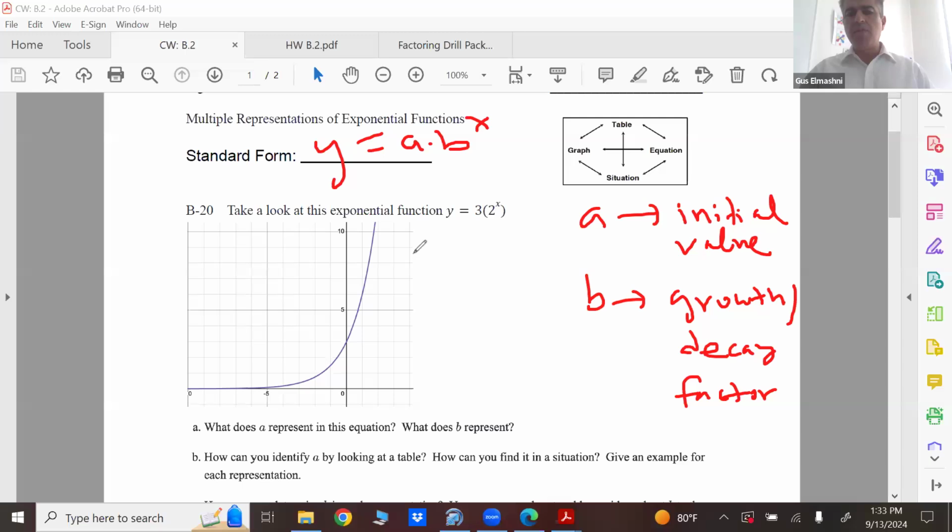Now, looking at this example here, what does A represent? Well, we just answered that question. What does B represent? We answered that question. So those 2 questions have been answered in part A.